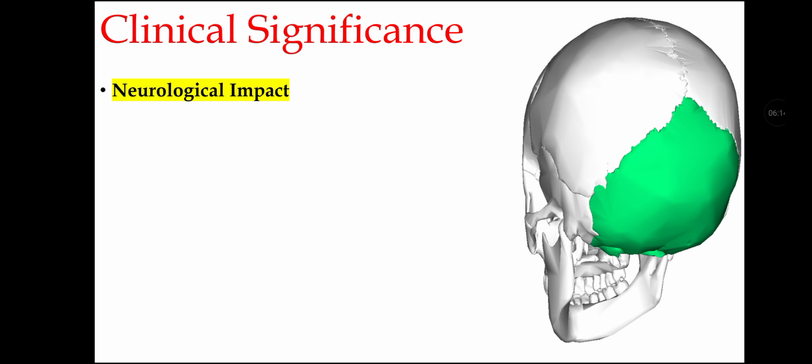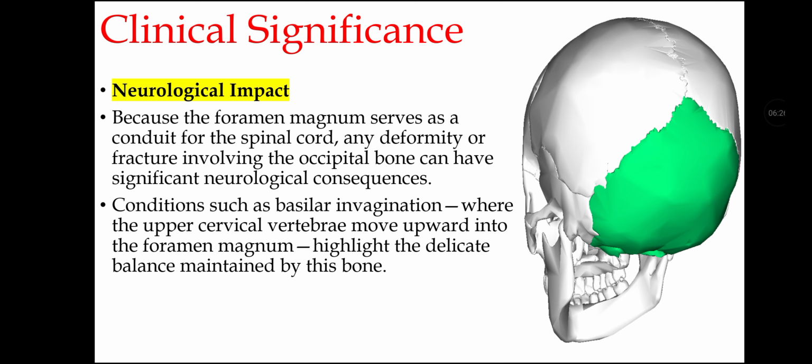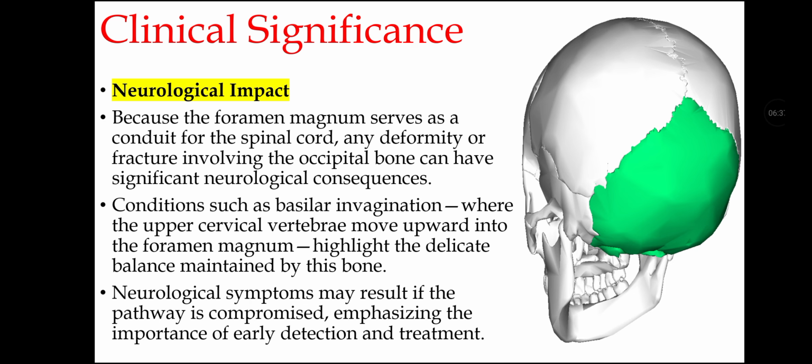It also has neurological impact because of the foramen magnum that serves as a conduit for the spinal cord. Any deformity or structural change involving this occipital bone can have significant neurological consequences. Conditions such as basilar invagination, where the upper cervical vertebra move upward into the foramen magnum, highlight the delicate balance maintained by this bone. Neurological symptoms may result if the pathway is compromised, emphasizing the importance of early detection and treatment.